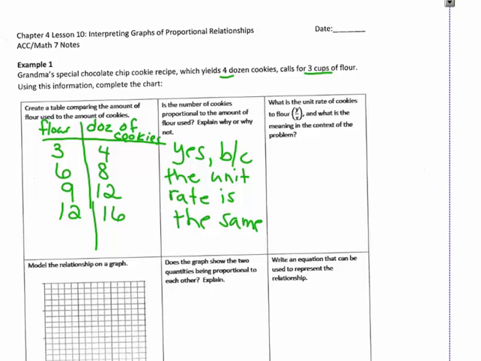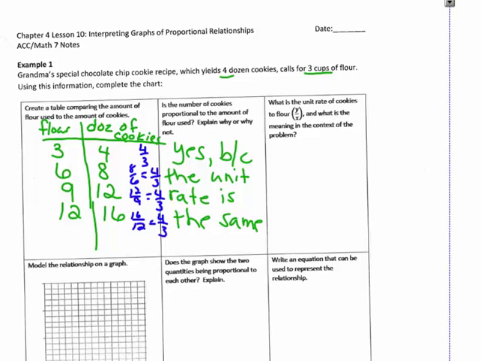Because if I go through and actually write this, this is going to be 4 over 3, 8 over 6, which is 4 over 3, 12 over 9, which is equal to 4 over 3, and 16 over 12, which is 4 over 3. If you divided that out and got it as a decimal, it's going to be 1.3 repeating, which is okay.